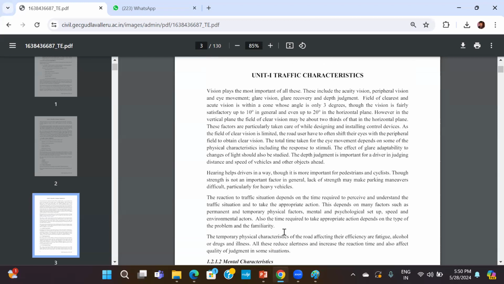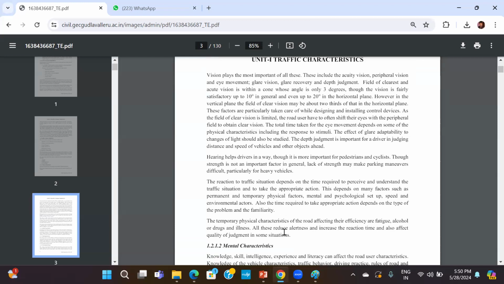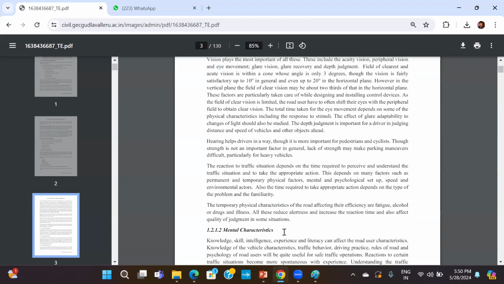And in the temporary physical characteristics, or the efficiency, it depends on whether the person is in good condition or whether he is under alcohol or drugs, or has any illness. All this increases or reduces the reaction time of the road user.